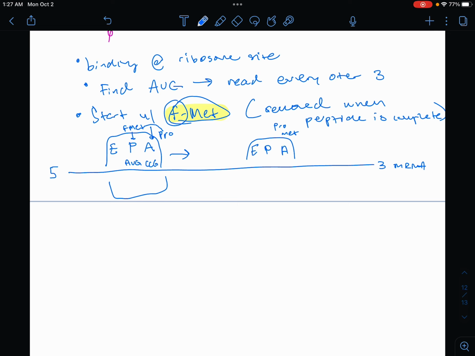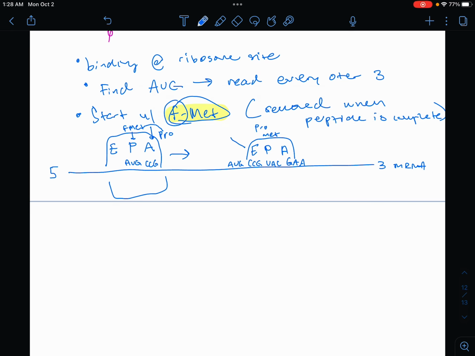Okay, so now, let me check. Okay, so now CCG will be in the E site. AUG is out already. This next codon will be UAC, and then let's just say this last one here in the A site that's now there after a translocation will be GAA. Okay, so now our peptide will be on the A site, but it's going to actually move back to the P site.